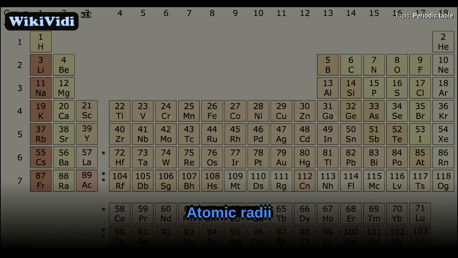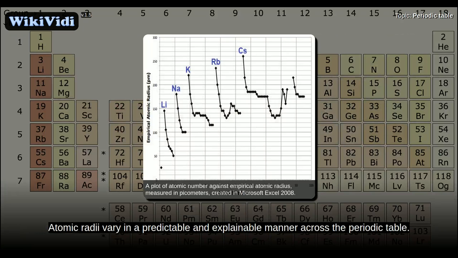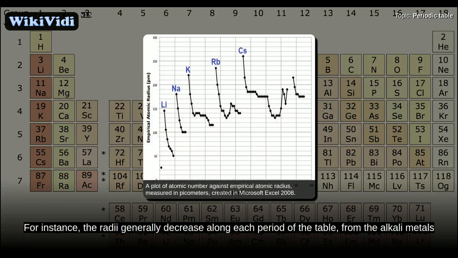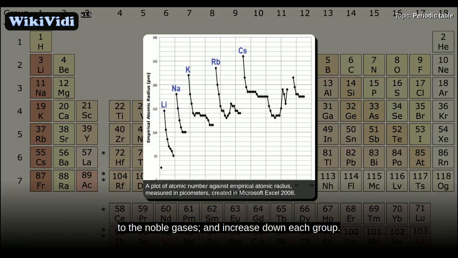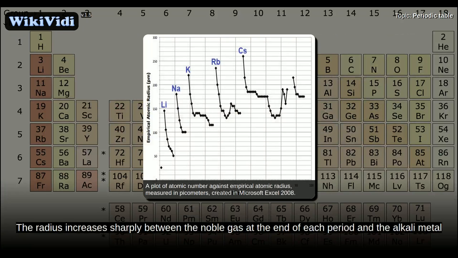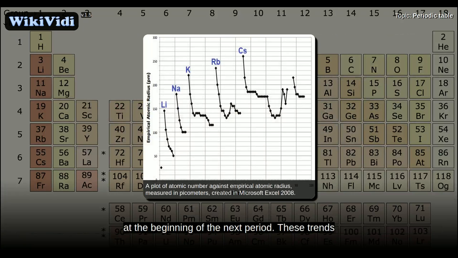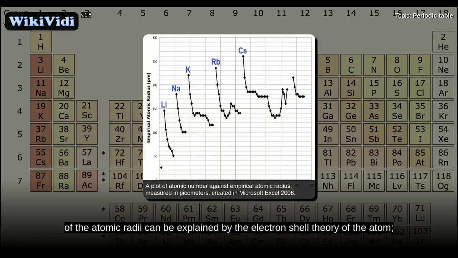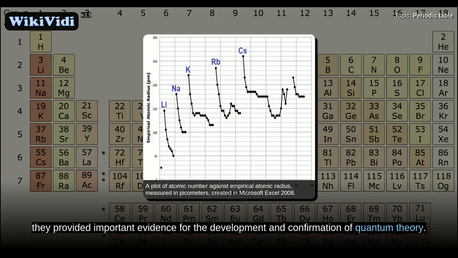Atomic radii. Atomic radii vary in a predictable and explainable manner across the periodic table. For instance, the radii generally decrease along each period of the table, from the alkali metals to the noble gases, and increase down each group. The radius increases sharply between the noble gas at the end of each period and the alkali metal at the beginning of the next period. These trends of the atomic radii can be explained by the electron shell theory of the atom. They provided important evidence for the development and confirmation of quantum theory.